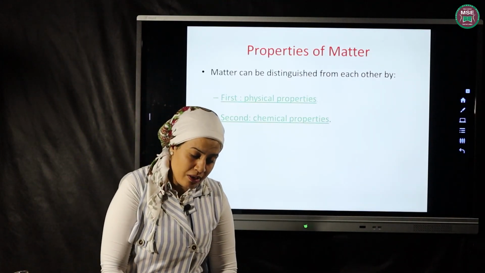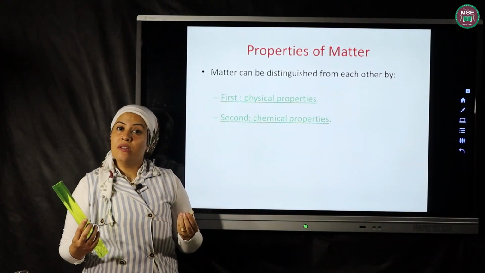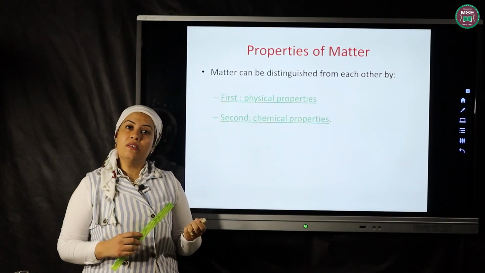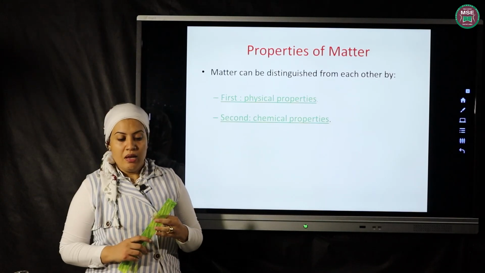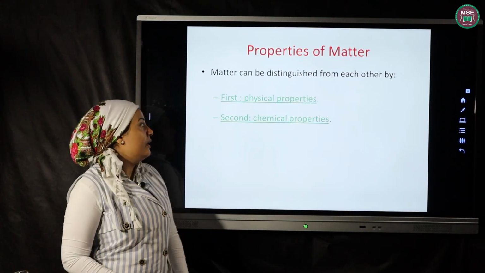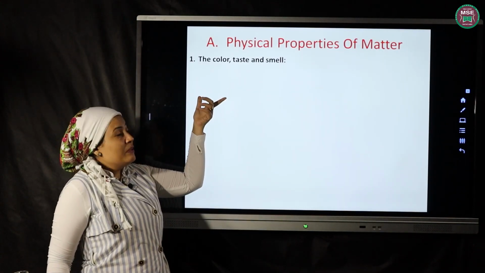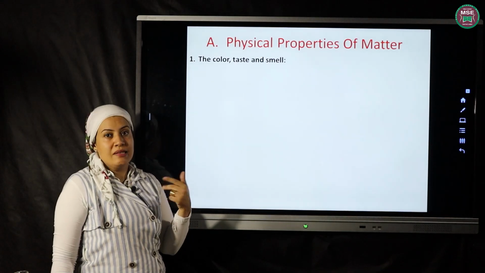Okay? Now we will talk about the properties of the matter. How can we differentiate between matters? We can differentiate between matters by using physical properties or chemical properties. First, we will talk about the physical properties. Okay, let's see. The first properties in the physical properties are the color, taste, and smell.